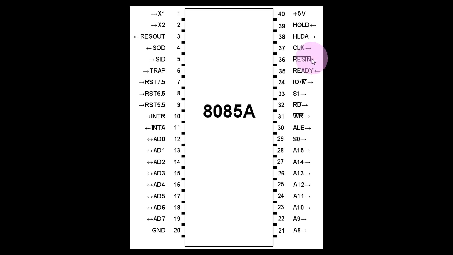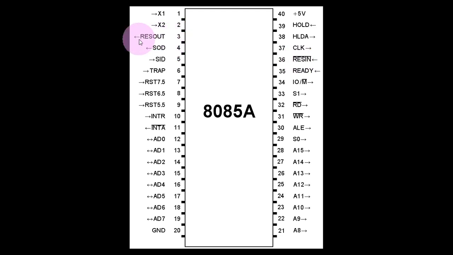So this is the reset input pin, which is an active low pin. So you have to actually give a value of 0, 0 volt here, to be able to reset this microprocessor. Now, interestingly, you also see a reset out pin at pin number 3 here.